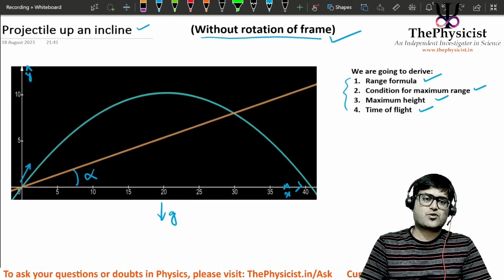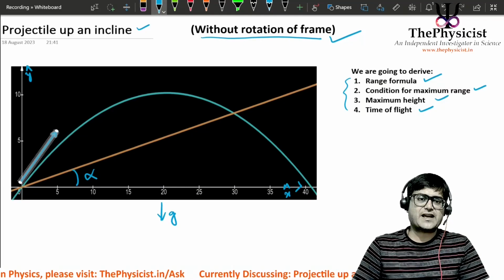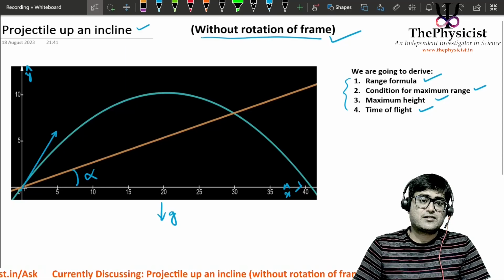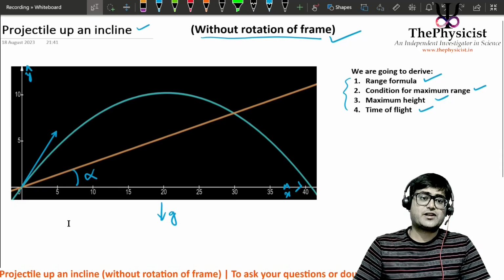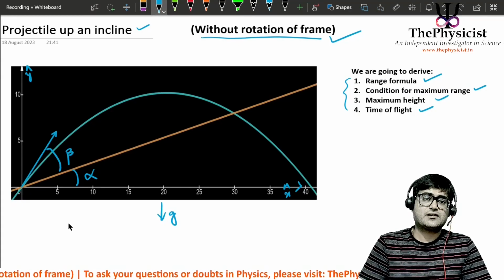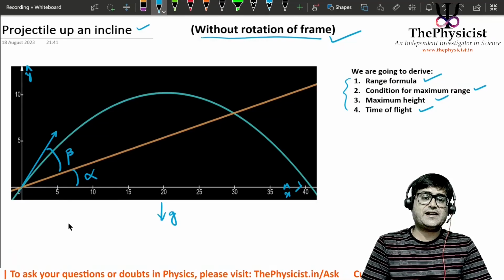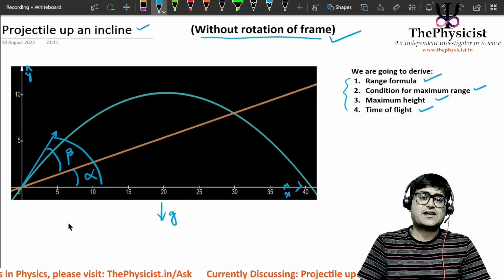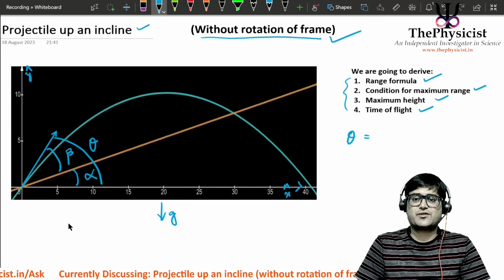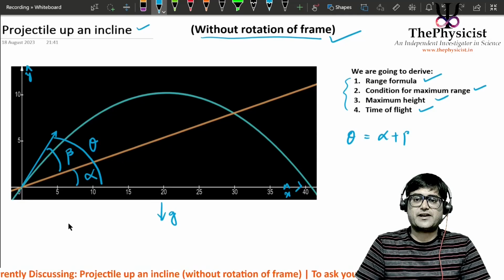In this case, the incline makes angle alpha with the ground, and the projectile is thrown up with an angle beta with the incline. Now, if I define this entire angle as theta, then I can say that theta is going to be alpha plus beta.